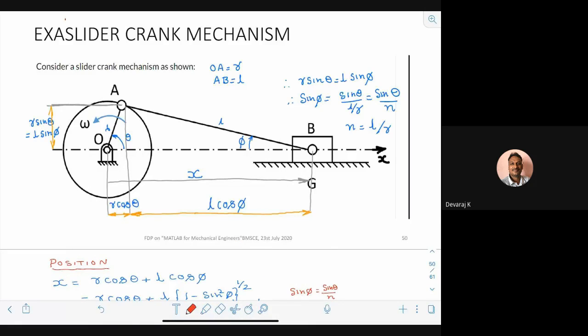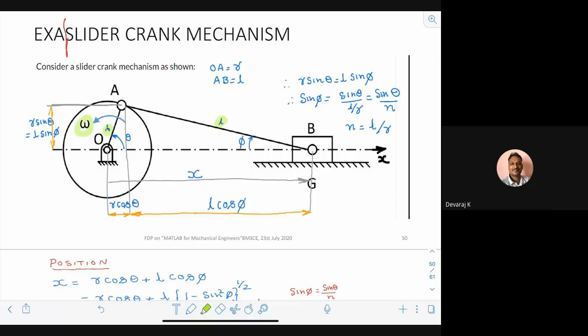This is an example of a slider crank mechanism. All of you have studied this fundamental subject. If R is the radius of the crank and L is the length of the connecting rod, and omega is the angular velocity in radians per second, if you are given RPM in the program, you just multiply by 2 pi N by 60 and you get omega. So omega is an input, R is an input, L is an input in this particular analysis problem.